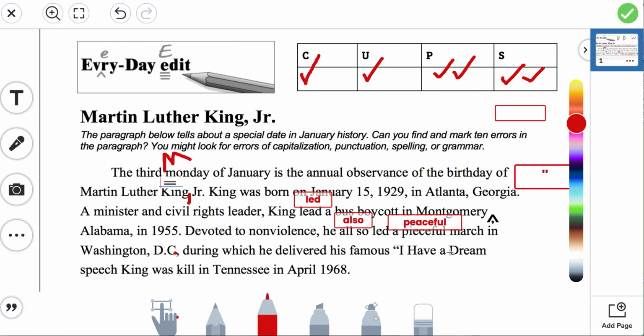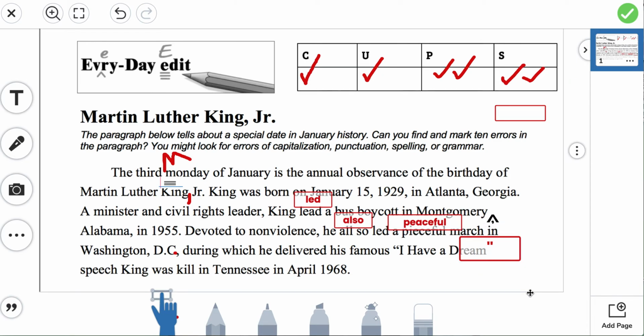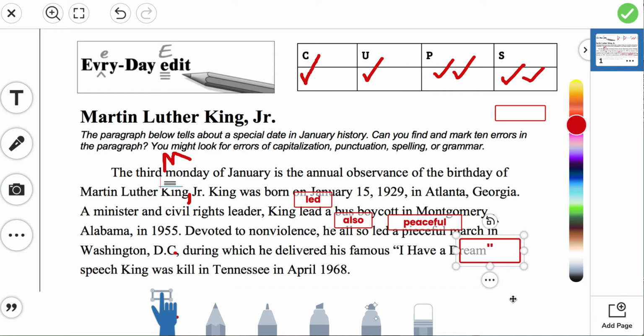That's a quotation from his speech. Quotation marks come in pairs, one at the beginning and one at the end. So please move this text box over with the quotation marks. When something is said, you use quotation marks, a pair at the beginning and a pair at the end. So it was missing the last pair of quotation marks. I have a dream speech.